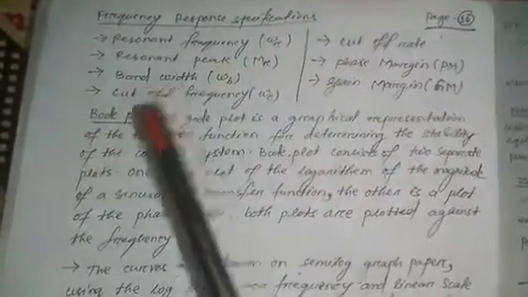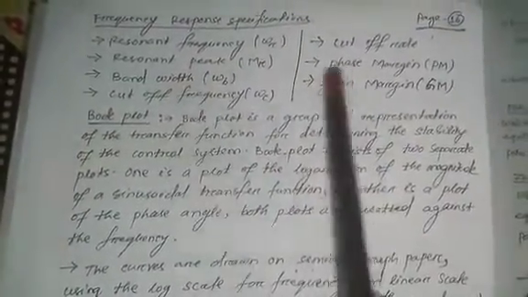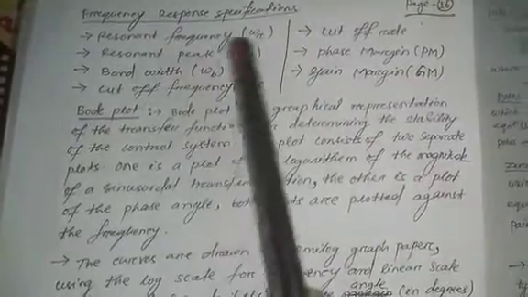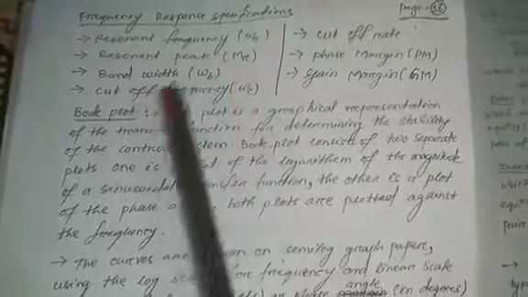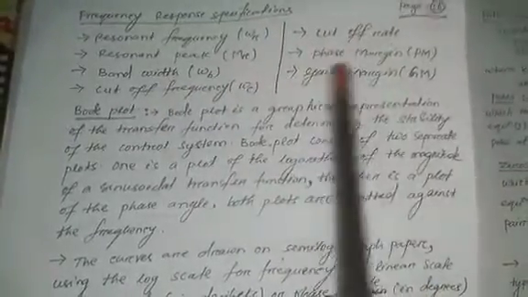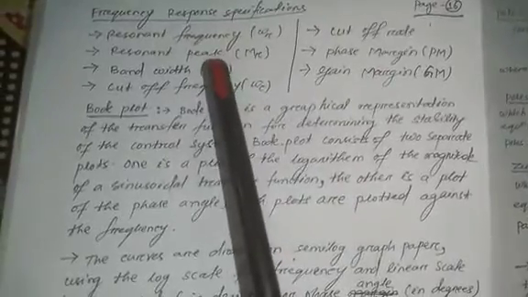What are the frequency response specifications? These are the frequency response specifications: resonant frequency omega r, resonant peak Mr, bandwidth omega b, cutoff frequency omega c, cutoff rate, phase margin and gain margin. Maybe a 2-mark question is asked, but these things are discussed clearly in higher semesters in control system engineering.